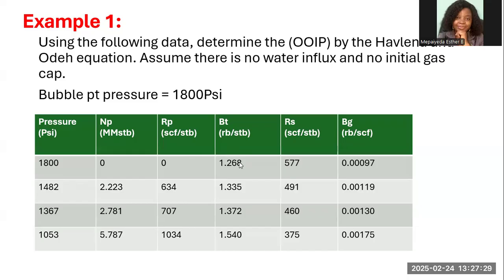At the bubble point, note that the first value here is your BT high. The first value here is your RSI, and every other value is your RS. Here, every other value is your BT. For your BG as well, the first value is your BG high, and every other value is your BG at the corresponding pressures given, okay? So we are asked to determine the OOIP, that's your N, oil originally in place, okay? So we go right into it.